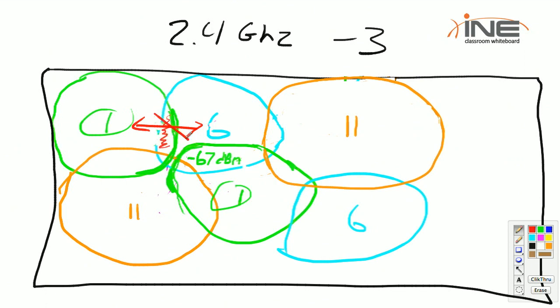That is not adjacent channel interference because channel 1 and 6 are non-overlapping channels. They don't share any of the same bandwidth, the 20 megahertz bandwidth. If I had channel 5 over here, that would be adjacent channel interference to 1. Okay? So that would be the bad thing right there.